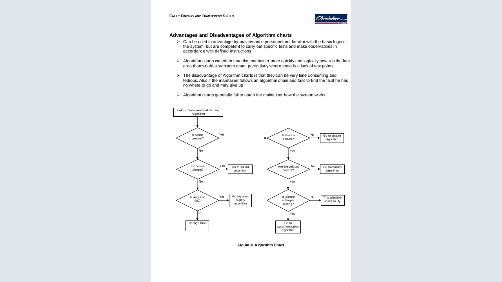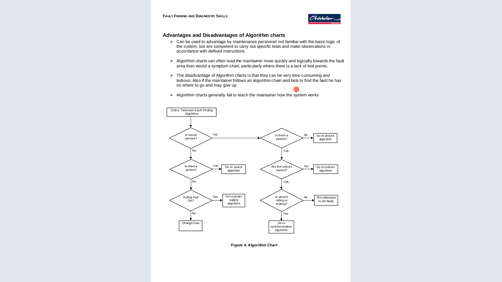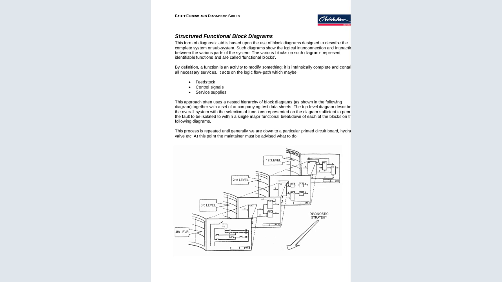I'm talking about the advantages and disadvantages of the algorithm chart. They can be used to advantage by maintenance personnel who are not familiar with the basic logic of the system, but are competent to carry out specific tests and make observations in accordance with defined instructions. The algorithm charts can often lead maintenance more quickly and logically towards the fault area than would a symptom chart. Now, the algorithm charts generally fail to teach the maintainer how the system works.